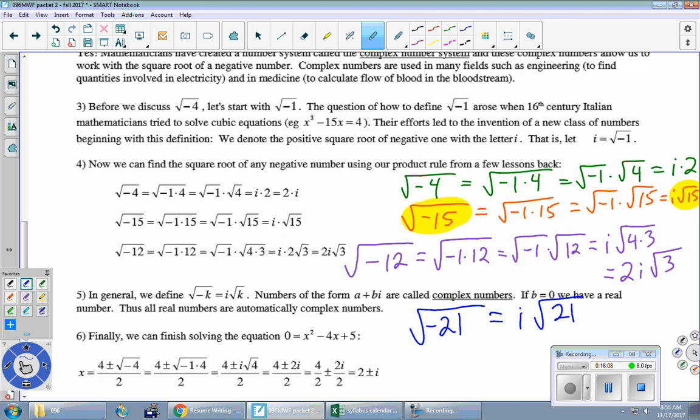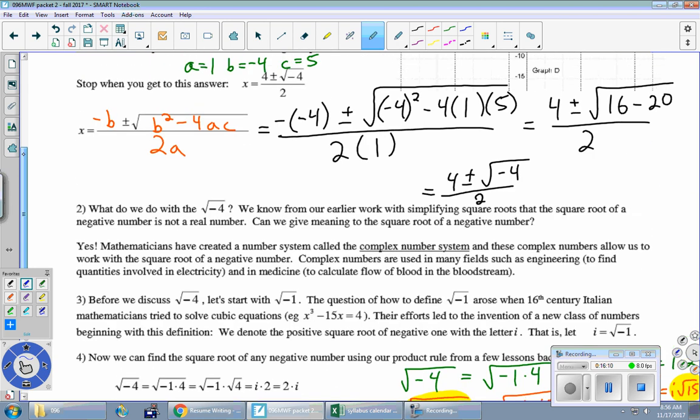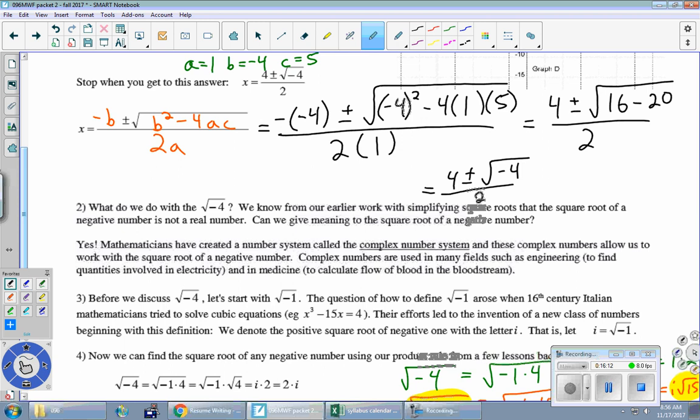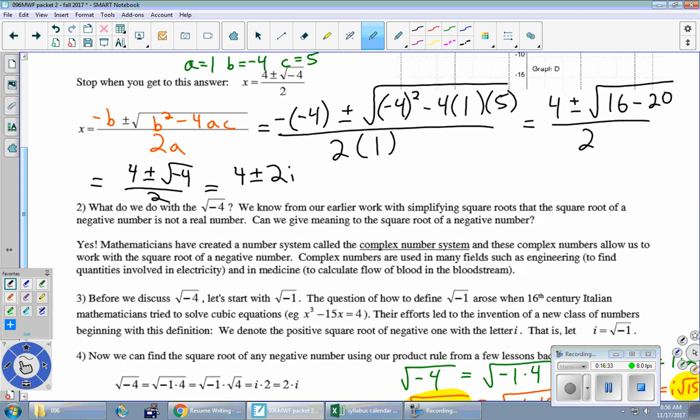Okay, so that means that we can finish this problem that we had left off with over here. I think I need a little more space. I'm going to write it over this way. 4 plus or minus square root of -4, over 2. This is where we were. And we have just discovered that the square root of -4 was really what? i times 2, right? I'll write it with the 2 first. Okay, that's what we found.